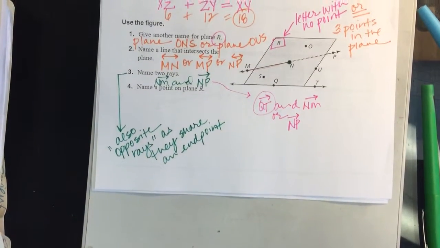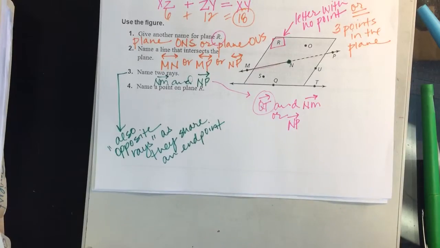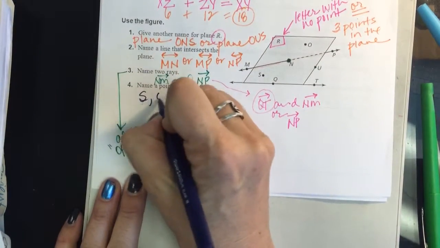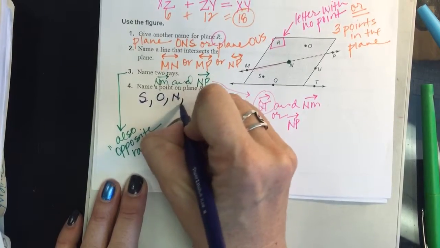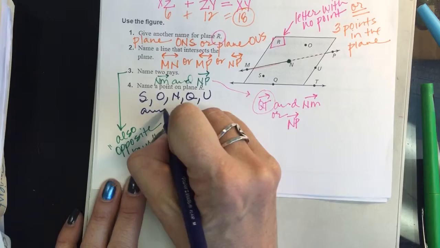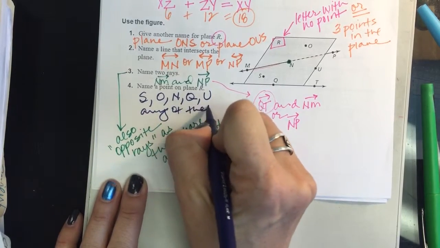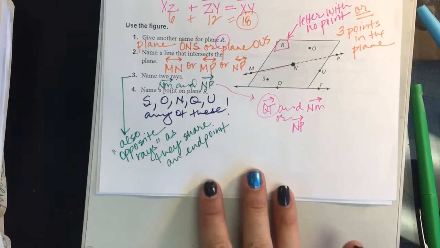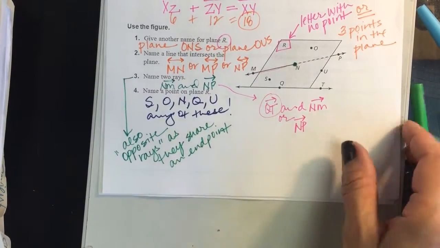Name a point on plane R. This is probably the easiest one out of all of them. We could name S, O, N, Q, U. Any of these. Notice R is not there. R is the single letter that was intended to name the plane. Cool.